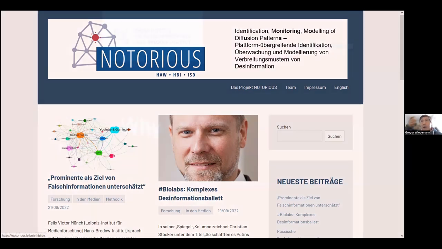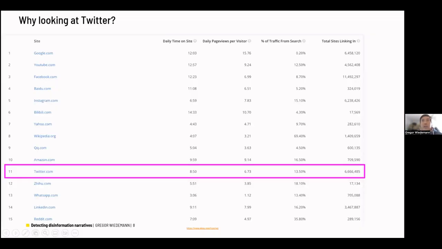So why should we actually look at Twitter? Why is Twitter important? Here we have a screenshot from the webpage Alexa, which has monitored the importance of websites worldwide. It's a little bit outdated, since I noticed Alexa went out of operation in May this year. But at the beginning of this year, we made the screenshot where we see that Twitter is actually the 11th most important website in general.